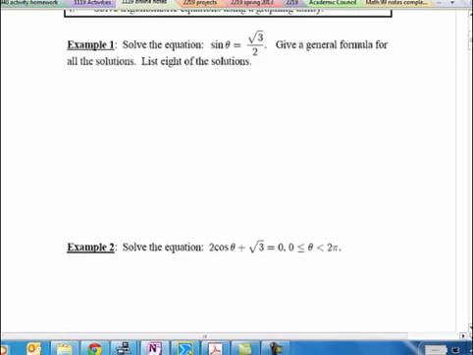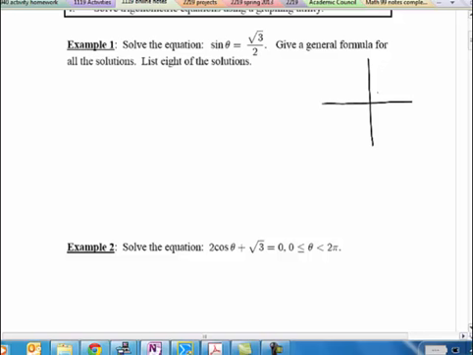All right, so first example here, it's asking us to solve the equation sine theta equals square root of 3 over 2. We want to both give a general formula for all the solutions and then list 8 of the solutions. My approach on something like this is usually to draw a unit circle and to think about at least the quadrants in which sine theta could be square root of 3 over 2. If sine theta is going to be positive, we know we've got to be in quadrant 1 or quadrant 2.